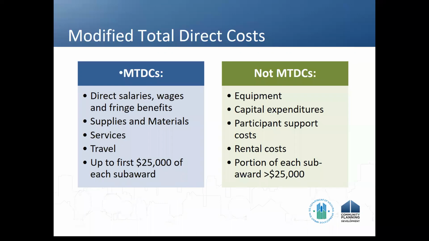It doesn't matter if that subrecipient agreement is $1 million or $100 million. It doesn't matter if it's a 6-month agreement or a 3-year agreement. Only up to the first $25,000 of each subaward is what's considered a modified total direct cost. So what isn't an MTDC? Equipment, capital expenditures, participant support costs, rental costs, and of course, the portion of each subaward that exceeds $25,000. All of those types of costs are not MTDCs, which means that you cannot apply the indirect rate to these types of costs.